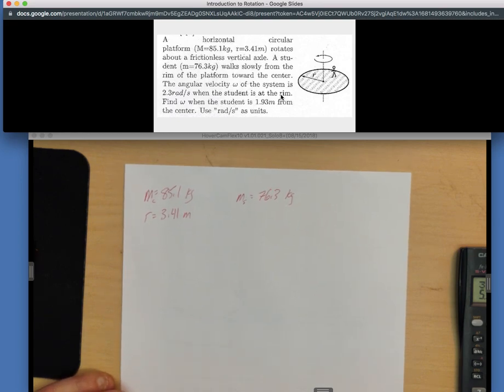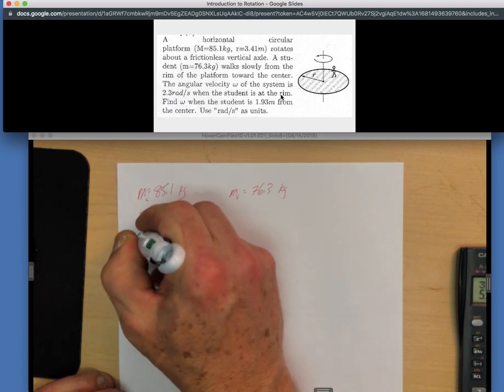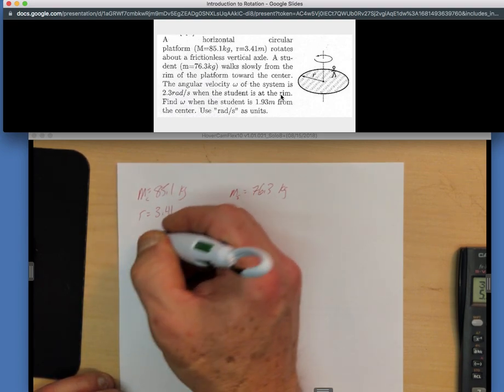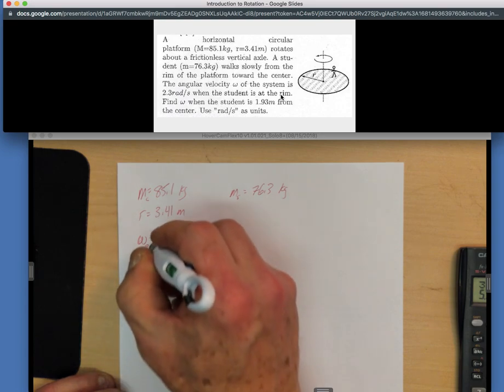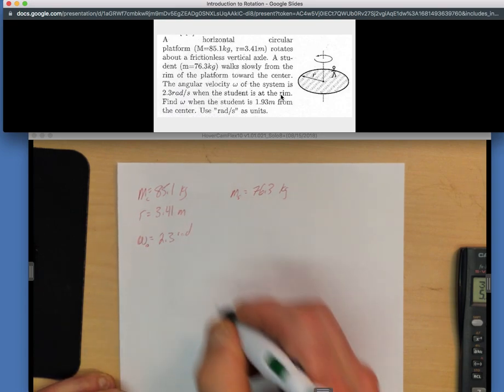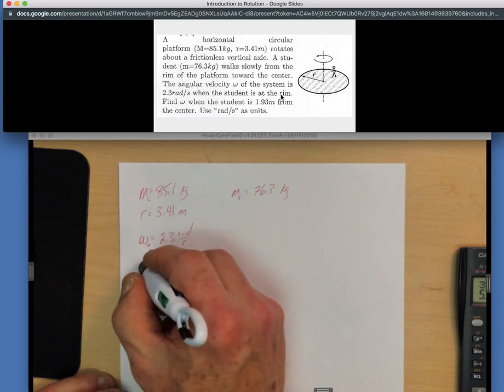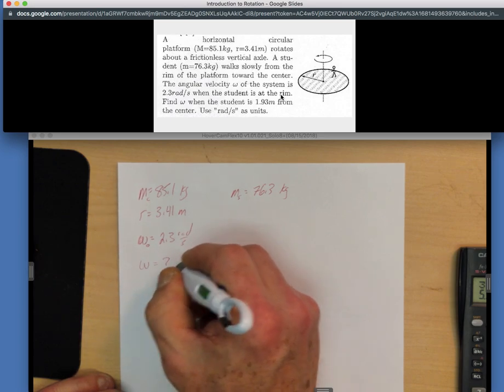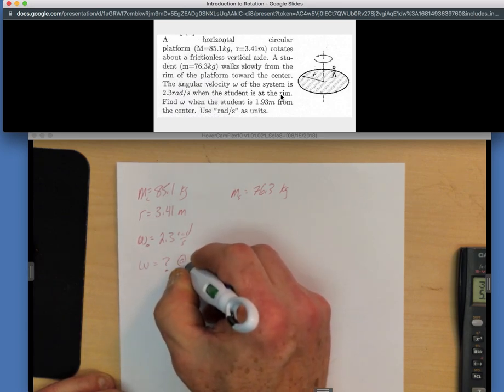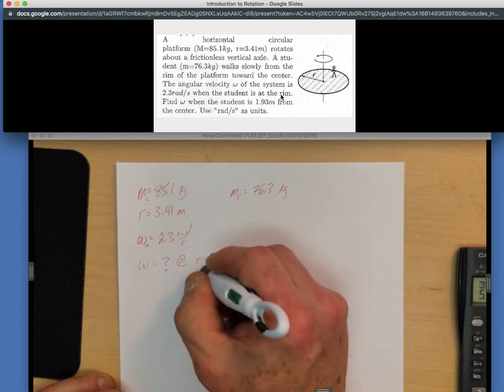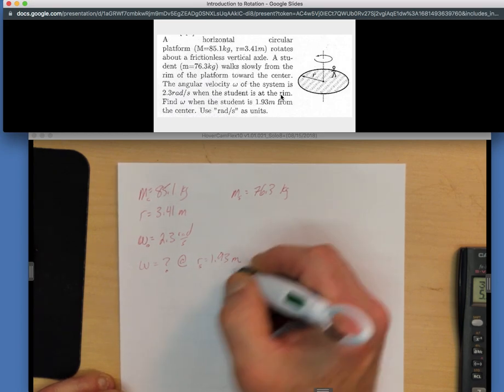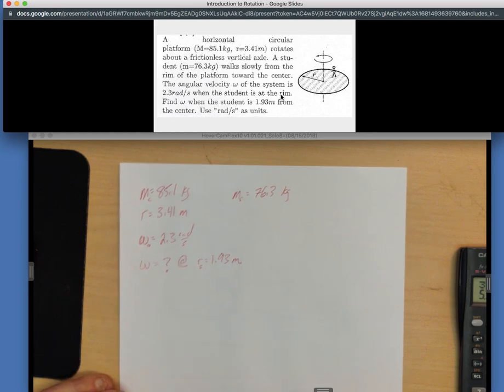And they walk slowly toward the center. The angular velocity of the system is 2.3 when they're at the rim. The initial angular velocity is 2.3 radians per second. What else do we know? And find omega when the student is 1.93 meters from the center. Omega equals question mark at r student equals 1.93 meters. And use radians per second.